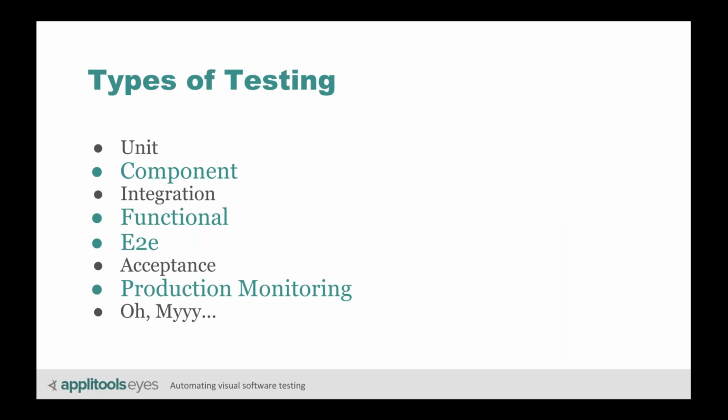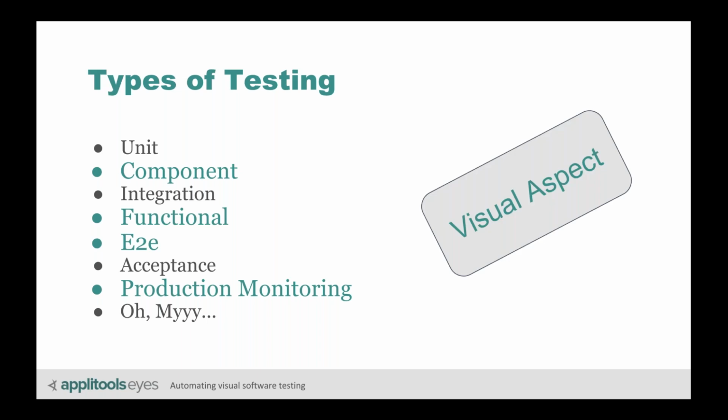And for me, let's look at a subset of these types, because different types of testing have different strategies for improvement. I'd like to talk about this subset in green: component, functional, end-to-end, and production monitoring. What is the similarity between these four? Well, very simple. They all have a visual aspect to them. When you're testing a visual component, obviously it has a visual aspect. Functional and end-to-end test the product as the user would test it, and the user usually sees the product, so they have a visual aspect to them.